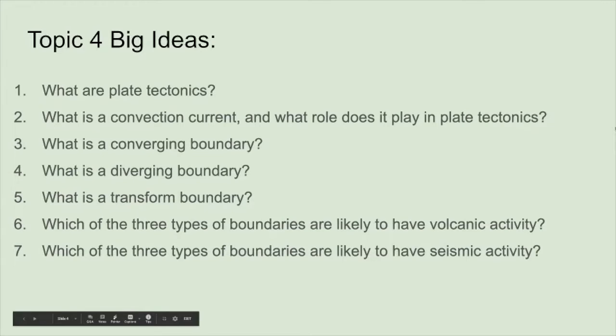Okay, so just showing you these at the top again. These are the big ideas. Be on the lookout for these as we go. See if you can pick them out.